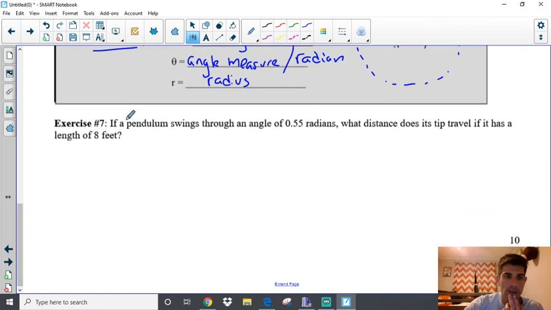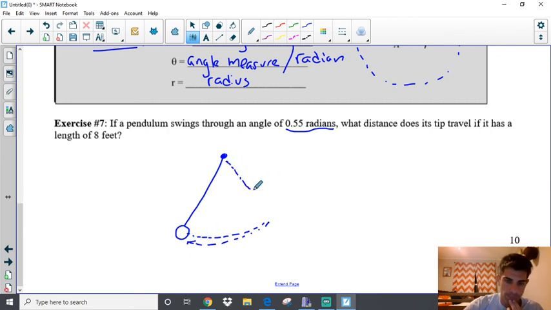So number 7, a pendulum swings through an angle of 0.55 radians. Okay, so a pendulum, there it is, and it swings, and it goes back and forth. Dotted means you can't see it, right? So there it goes. So the angle measure that just created was 0.55 radians.